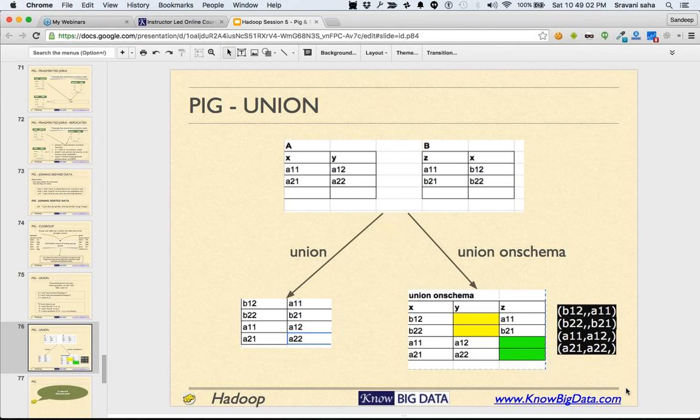Generally, when you have historical records which keep on getting saved as CSV, for example, and at a later point of time you want to union them in order to do some kind of grouping or any other analysis, you're trying to enforce a schema on top of those records. Then you use union on schema. So I hope union and union on schema are clear.